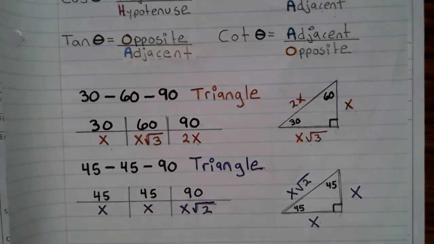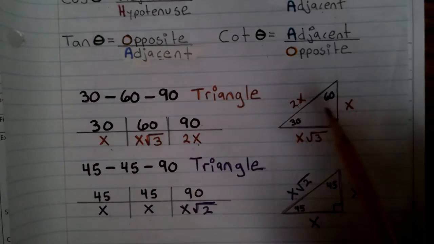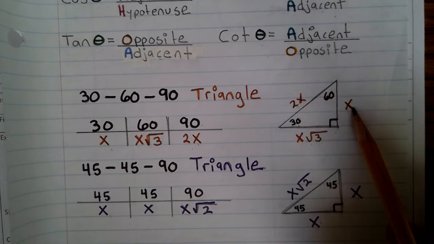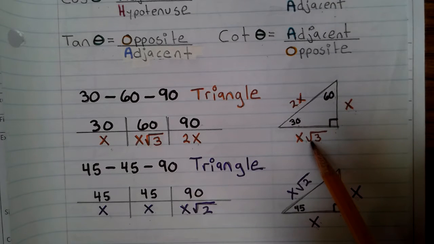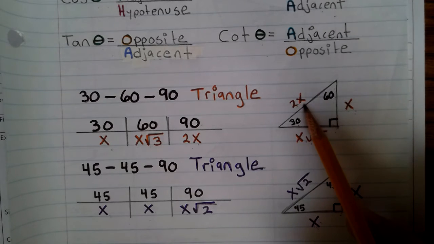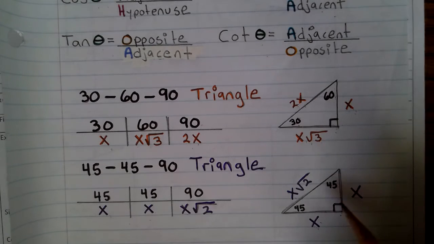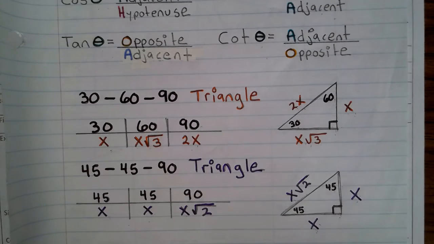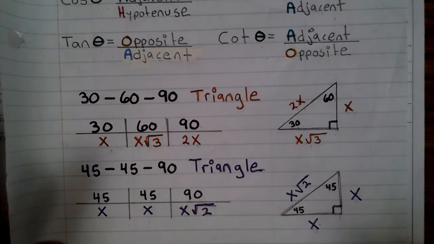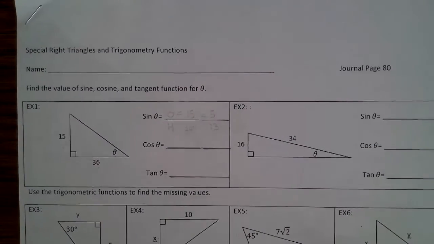All right, now let's take a look at the 30, 60, 90 triangle. The angle 30 corresponds to x, the 60 corresponds to x square root of 3, and 90 corresponds to 2x. Now let's look at the 45, 45, 90 triangle. 45 corresponds to x, 45 corresponds to x, and 90 corresponds to x square root of 2. You would update your notes. Okay, now your notes are updated. Let's take a look at the examples.